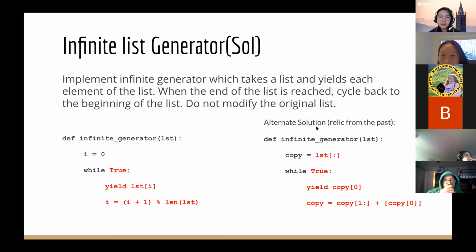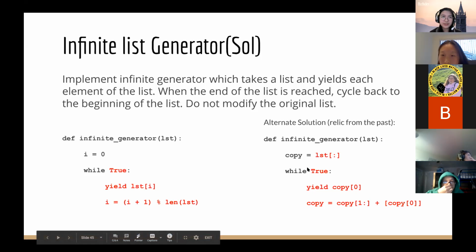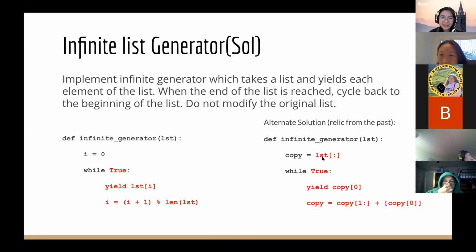Here's an alternate solution, which is not using the skeleton code, so probably none of you wrote this, where you have something like copy as a copy of the list. At any time step, copy starts off as a copy of the list, and then you yield the first element. So you yield 1, and then you change copy to be copy sliced from 1 to the end plus copy[0], essentially just rotating the list around.